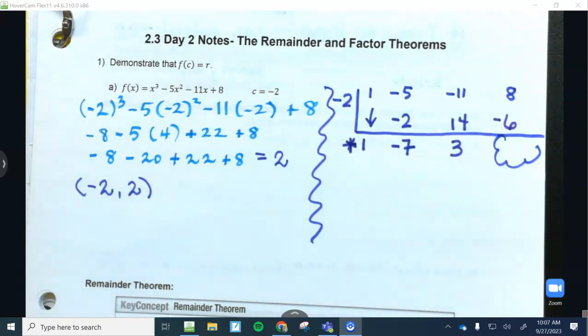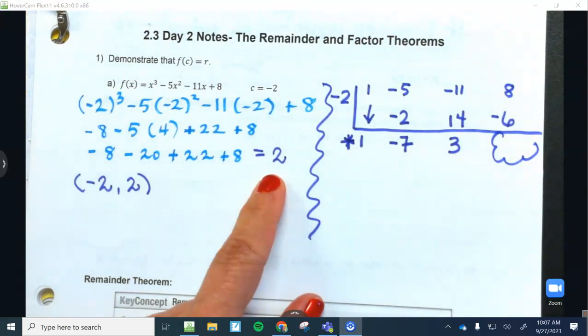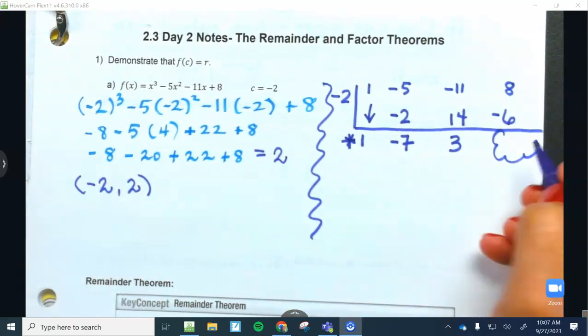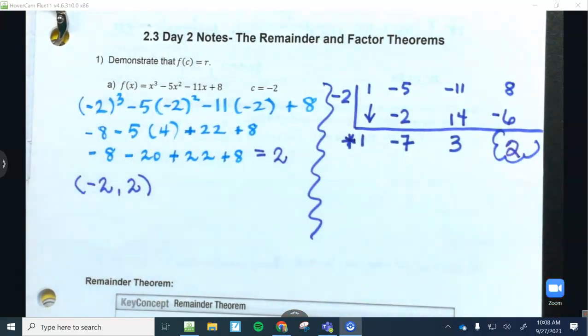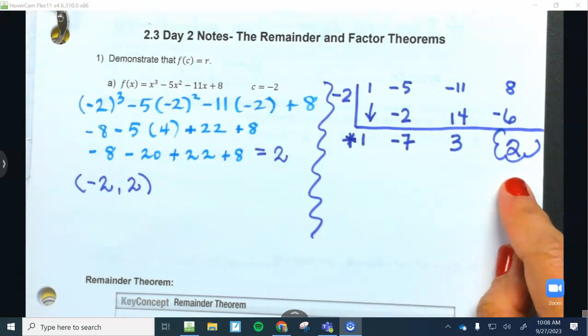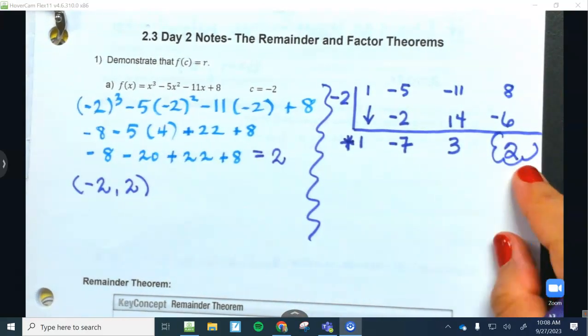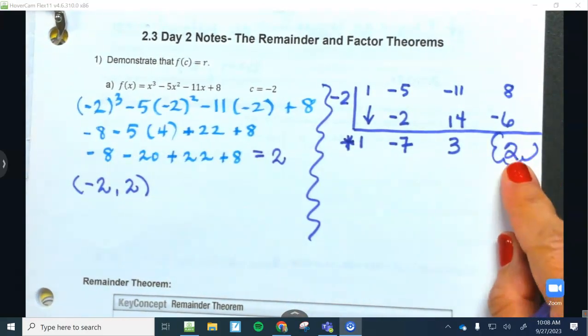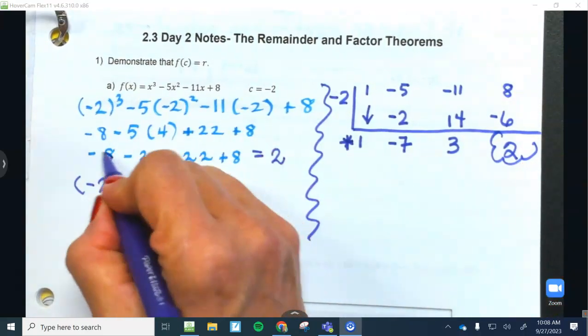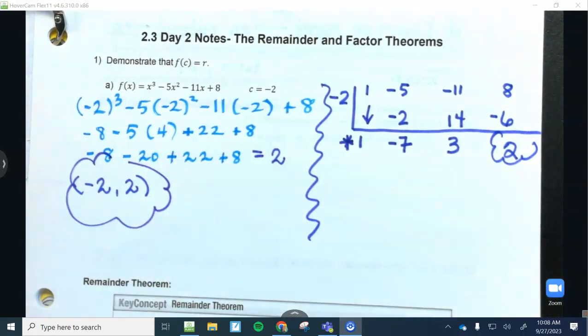What do you get? What did we get here? That's the remainder theorem, guys. That's all that is. That's why synthetic division is so important, because you're finding your x-intercepts. We're just so happy that we get 0 because we found an x-intercept. Sometimes we don't. Y'all, it's still just an input and an output.